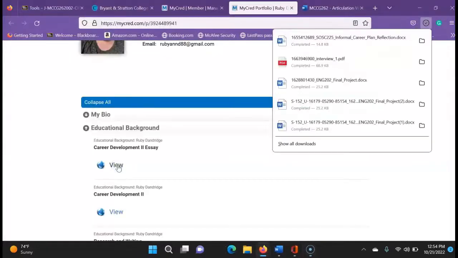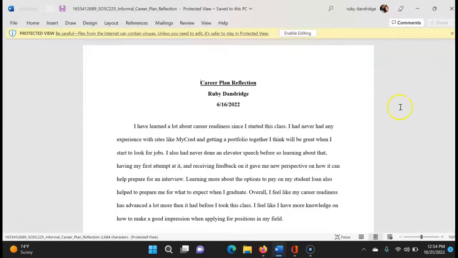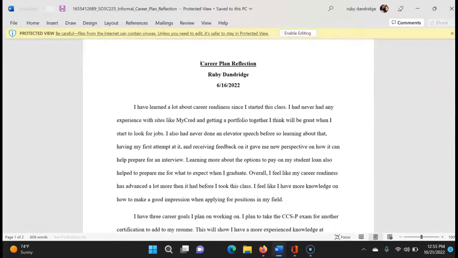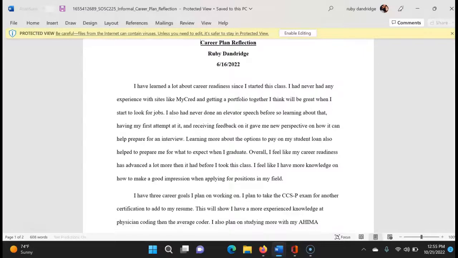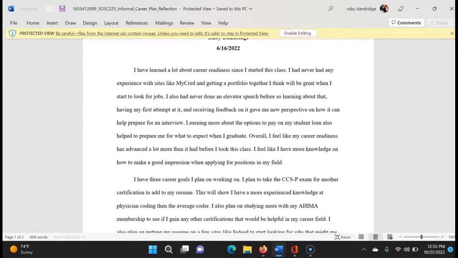Career Development 2 also helped to meet the outcome of employing strategies for reflection on learning and practice in order to adjust learning processes for continual improvement. We wrote an essay for this project to reflect on how we can improve our career readiness. This project met the outcome by having us reflect and find ways to continue to improve for our future career in this field.